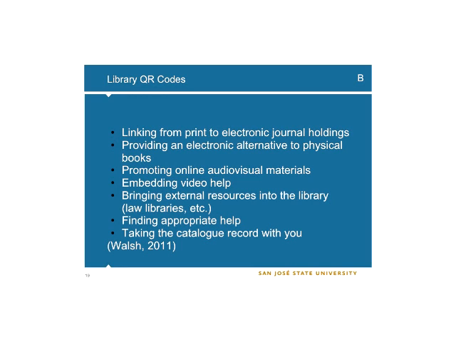But Walsh recently wrote this article called "Blurring the Boundaries Between Our Physical and Electronic Libraries: Location-Aware Technologies," and he's focusing on using smart objects for the location-aware aspect of it. For library QR codes, he identified just linking print to electronic journal holdings. What I really liked is the second to last bullet, finding the appropriate help.